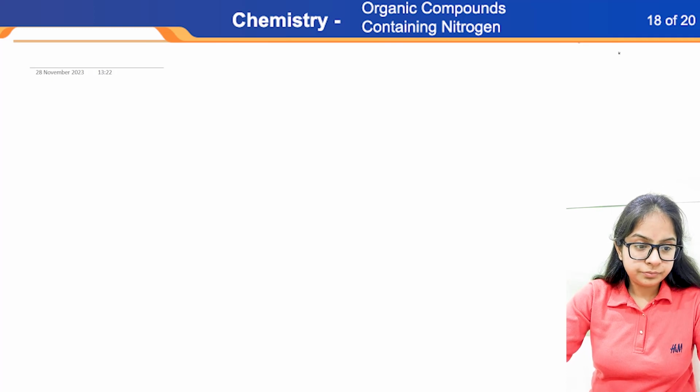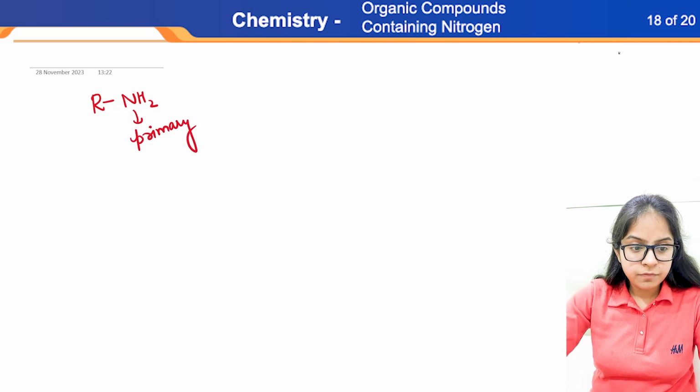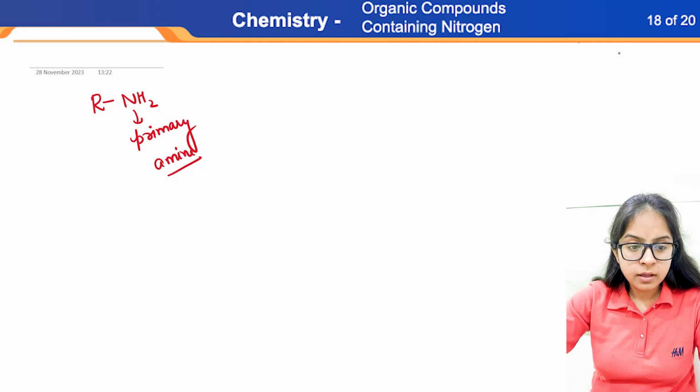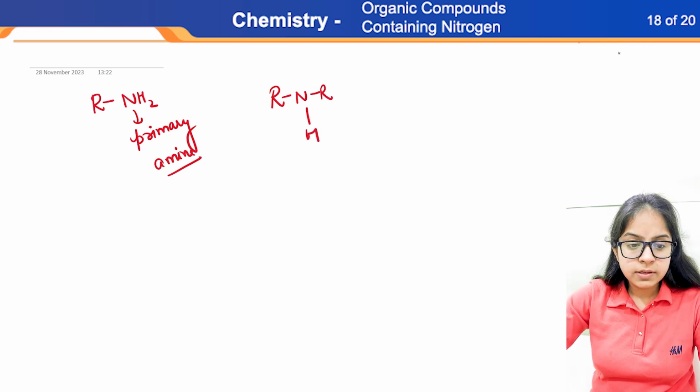I have this one, RNH2. The degree of this amine is primary amine. Why is this a primary amine? Because this nitrogen connects with only one R group. Another one is R2NH. This one is a secondary amine, because this nitrogen connects with two R groups, which can be methyl, can be ethyl.